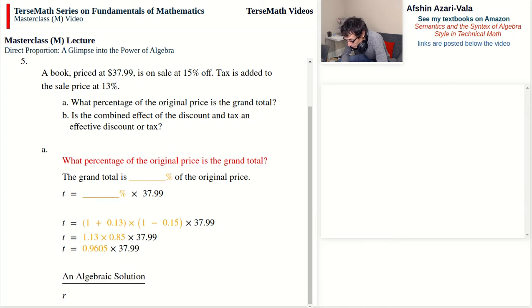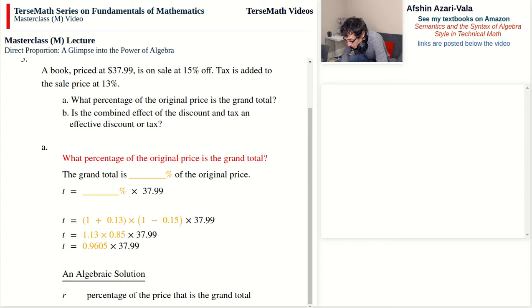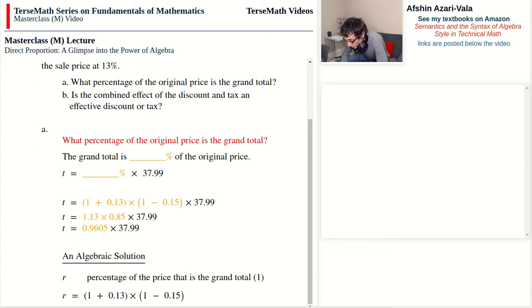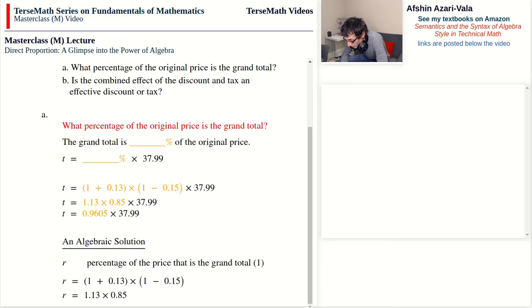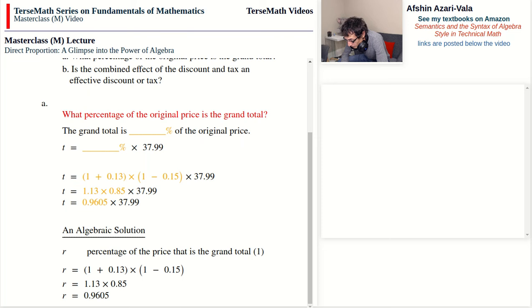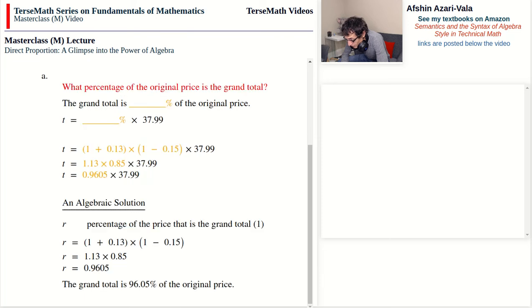So for an algebraic solution, with R being the percentage of the price that is the grand total, R becomes equal to, now that's the part that will answer the question. So the rate that we are looking for, the percentage, is equal to 113% times 85%. And if we multiply them, we end up with 0.9605, which means that the grand total is 96.05% of the original price.